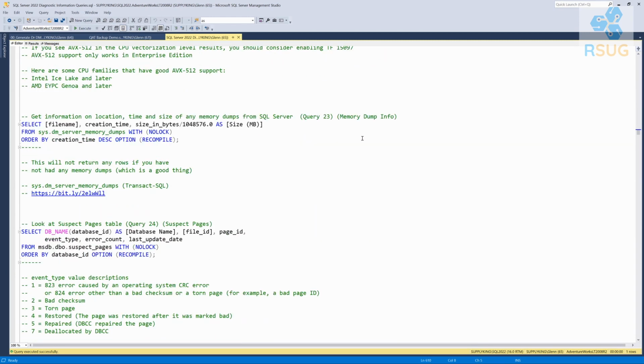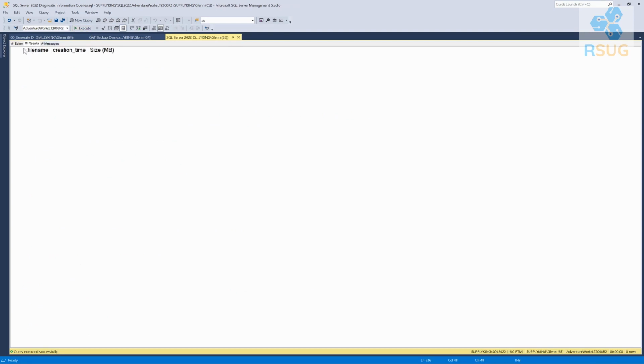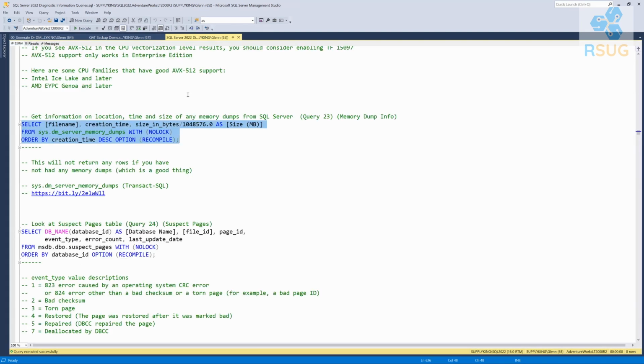So then the next thing is you want to check and see if I had any memory dumps from SQL Server. And hopefully the answer is no. But if you run this and it comes back with multiple rows, it'll show you the name of the memory dump and when it happened and how big it was. And if you know what you're doing, you can go crack it open with WinDebug, which I don't know how to do. But you can also look at the text files and try to get an idea of what might have caused it. And if you're seeing a lot of memory dumps, you want to make sure you're up to date on your CU.